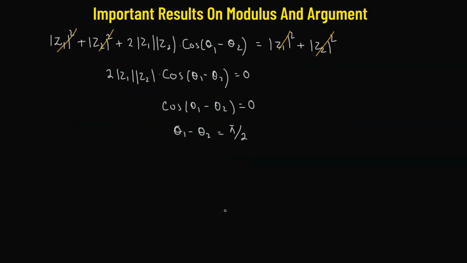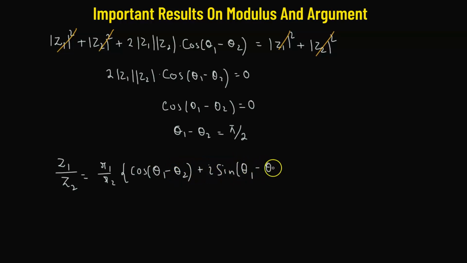Now, we have already discussed division of complex numbers. When we had z1 divided by z2, this came out to be equal to r1 over r2 multiplied by cosine of theta 1 minus theta 2 plus iota times sine of theta 1 minus theta 2. Now we just found out that theta 1 minus theta 2 is pi over 2. So when we substitute this value, we get cosine of pi over 2 plus iota times sine of pi over 2.